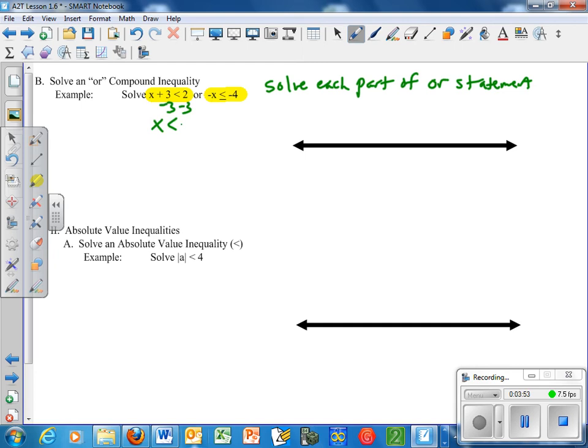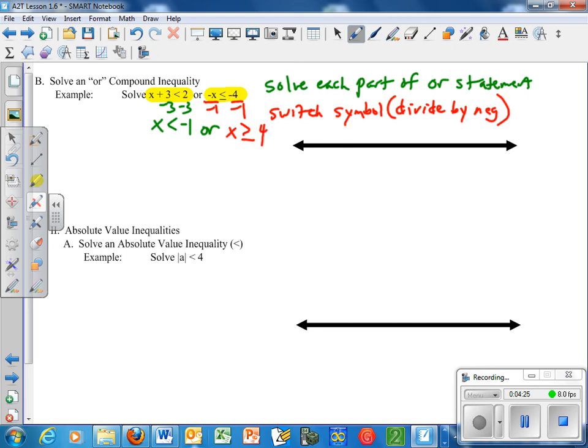Okay, so x is less than or equal to negative 1, or, and you need to write the or in there. Over here, on the right side of the or statement, I have negative 1 times x. It's a negative x, so I'm going to divide by negative 1 on both sides. Remember, switch the symbol when you divide by a negative, or multiply by a negative. You switch the direction of the inequality. So I have x, and I'm going to change the direction to greater than or equal to. Negative 4 divided by negative 1 is 4.